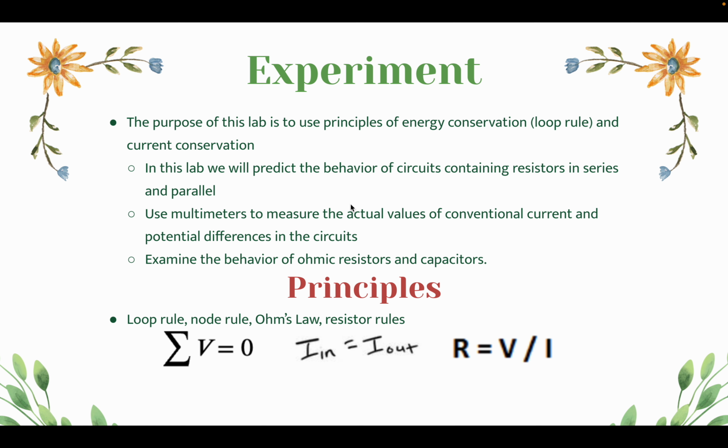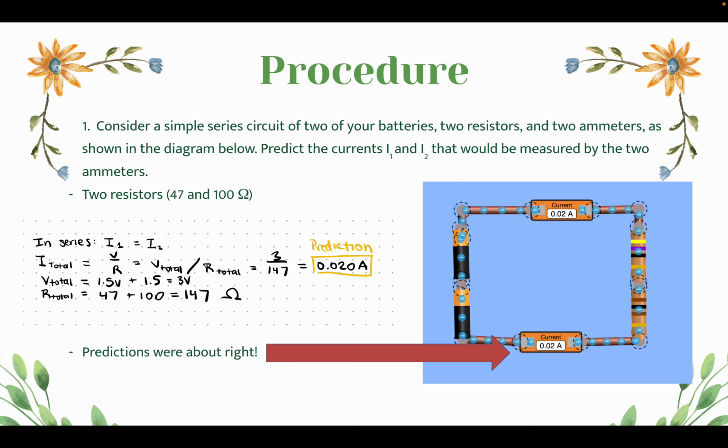The purpose of this lab was to use principles of energy conservation and Kirchhoff's loop rule to predict the behavior of circuits containing resistors in series and in parallel, and then examine their behavior. The principles used will be the loop rule, node rule, Ohm's law, and resistor rules.